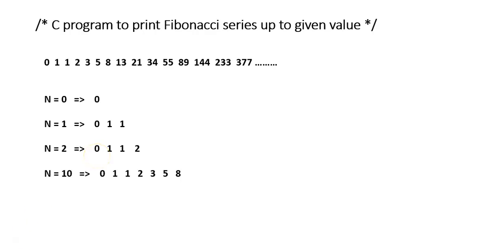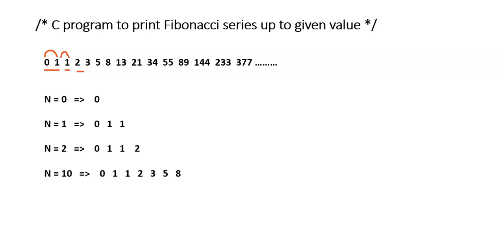In this video, we write a C program to print a Fibonacci series up to a given value. This is the Fibonacci series. Already we have seen it in the last video. The Fibonacci series starts with 0 and 1 values, and the next value is obtained by adding the previous two values: 0 plus 1, 1. Then the next value is obtained by adding the previous two values: 1 plus 1, 2. In this fashion, the Fibonacci series continues.